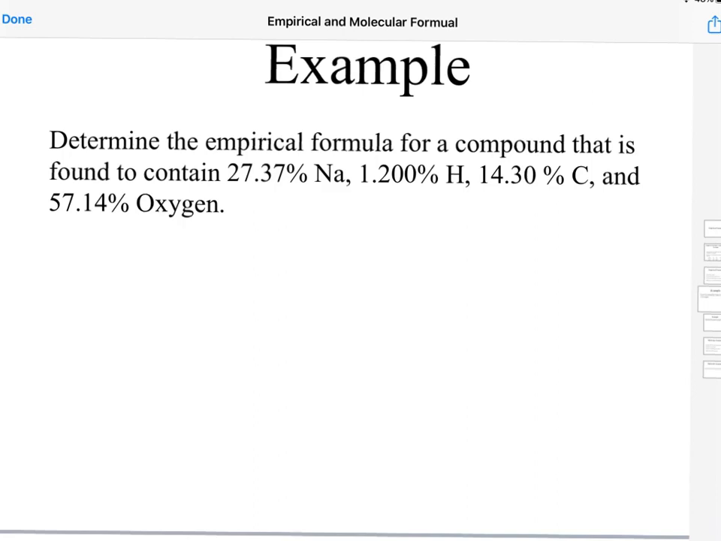Hey guys, okay, back again for another example on the whiteboard. We're going to do empirical formula, okay? And so the key with empirical formula is we are always going to assume that we are dealing with 100 grams.